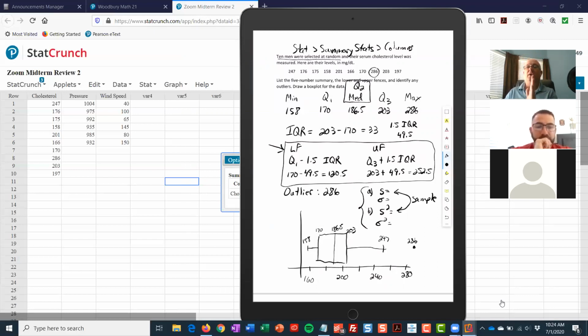So the idea is that the first quarter of the data stops at Q1, the second stops at Q2, the third stops at Q3, but we already have a name for that Q2, and that's median. Okay, and those are the quartiles that they're talking about. Right, however you say it. Okay.